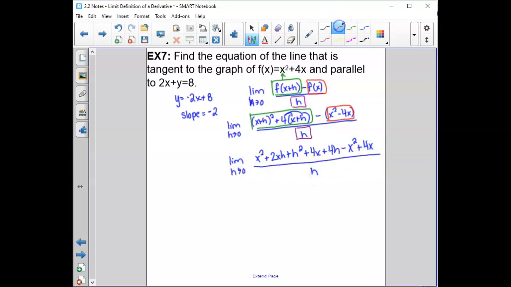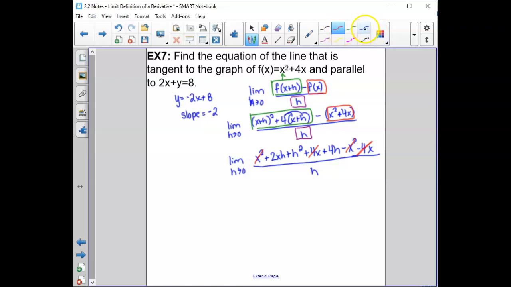And if we've done everything right, we should have some things cancel, so we've got h's left. So our x squared cancels with this negative x squared, and our 4x cancels, let's see, I think I've messed up somewhere. That does not cancel. Hold on. Alright, I found it right here. That should have been a plus sign right there, it should be plus 4h, not minus 4h, which means over here I will have a minus 4x here, and that will cancel with our positive 4x.